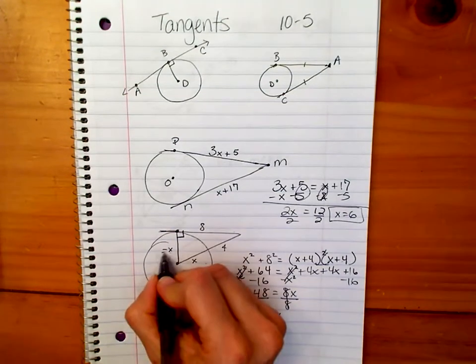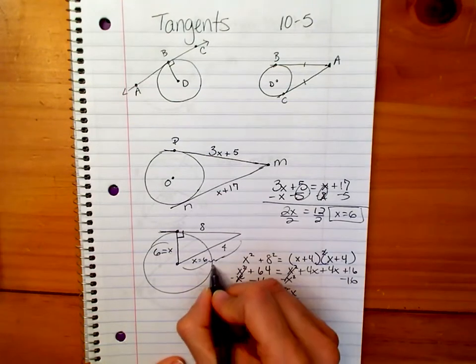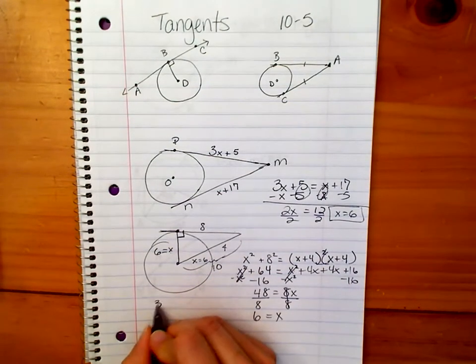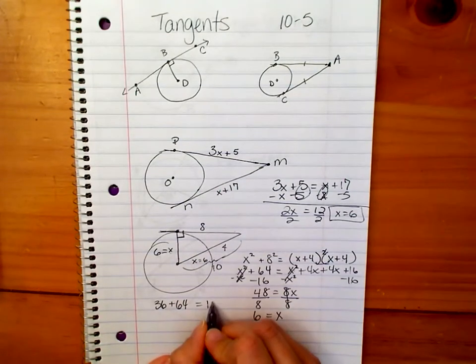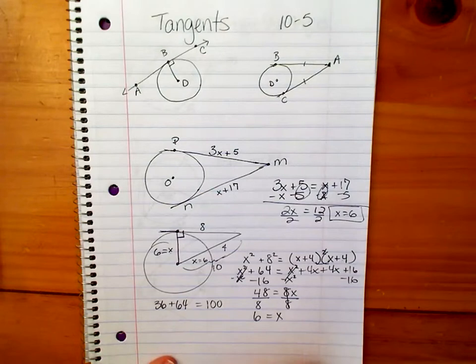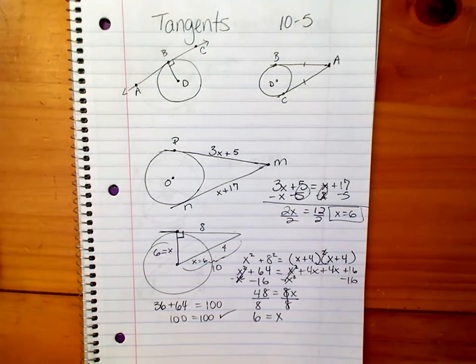Then I can come back here and say, okay, if that was 6 and this was 6, then that whole thing would be 10. Does 36, which is 6 squared, plus 64, which is 8 squared, equal 10 squared, which is 100? And yes, it does. 100 equals 100. So that was my check. And that is the lesson on tangents.